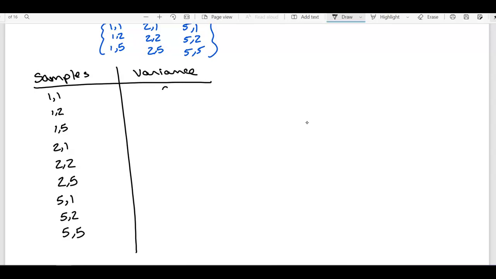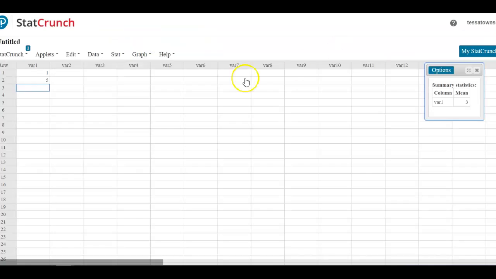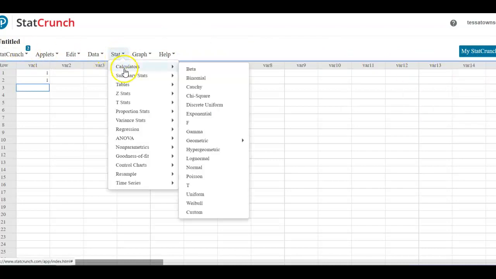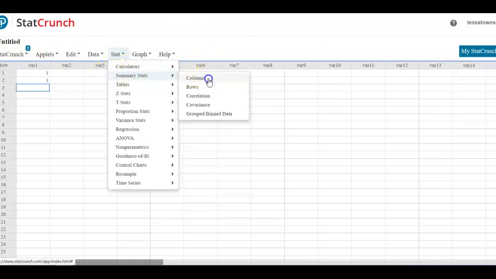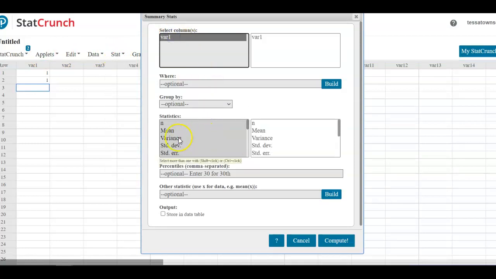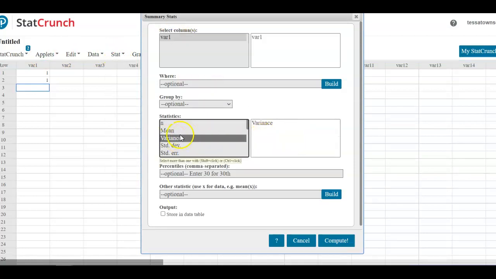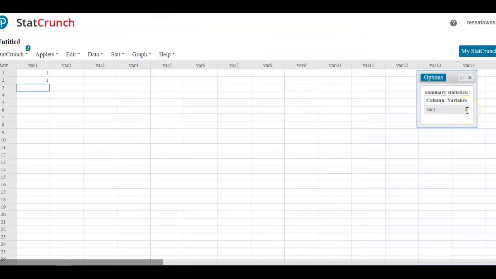Variance here would be 0. That's because there's no variation between those. And we could go into StatCrunch and show that. We would have 1 and 1. If we go to Stats, Summary Stats, Columns, I want the variance. This is your sample variance and sample standard deviation option here. Press Compute. There's no variation between that, so it would be 0.